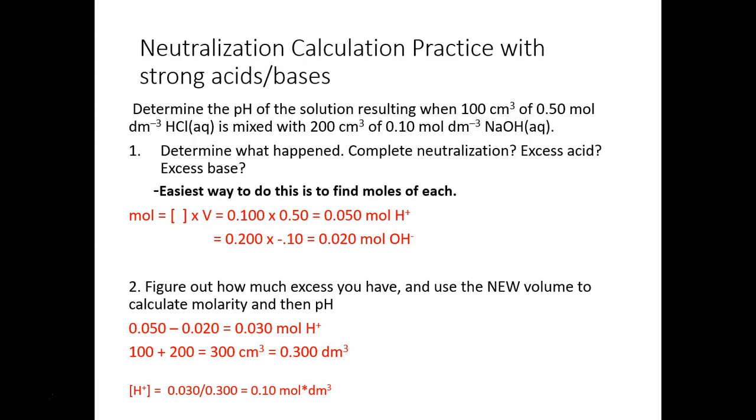Now, you may think you're done because you've calculated something, but you have to remember that you're asked for the pH as well. So pH is negative log of the hydrogen ion concentration, which in this case would be 1.